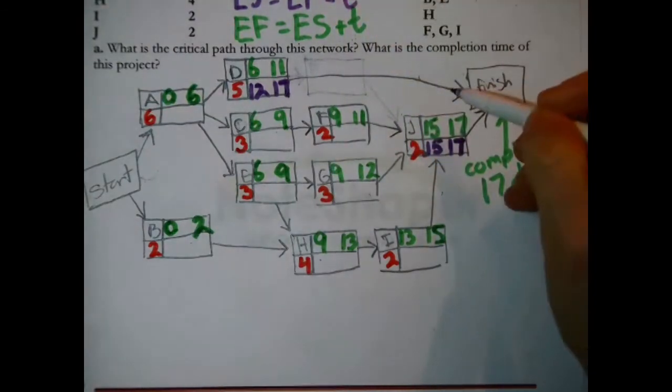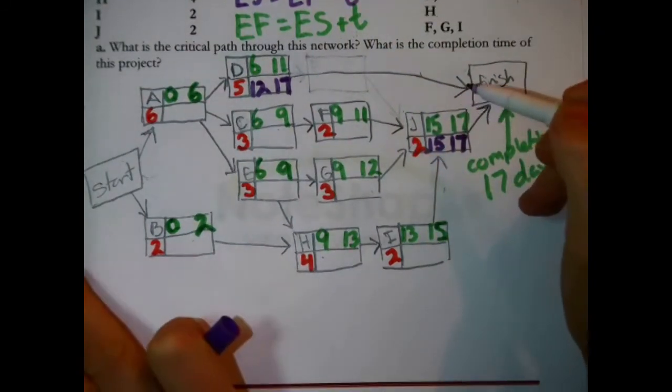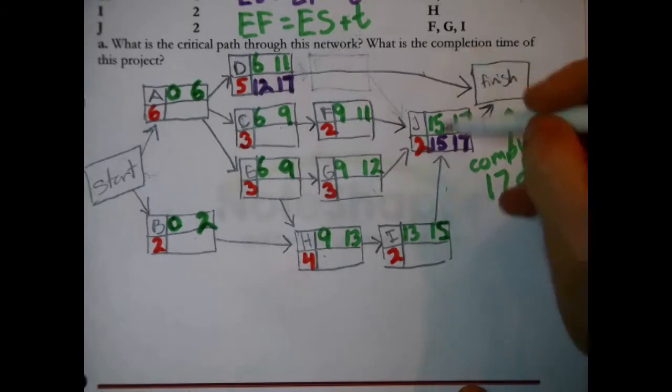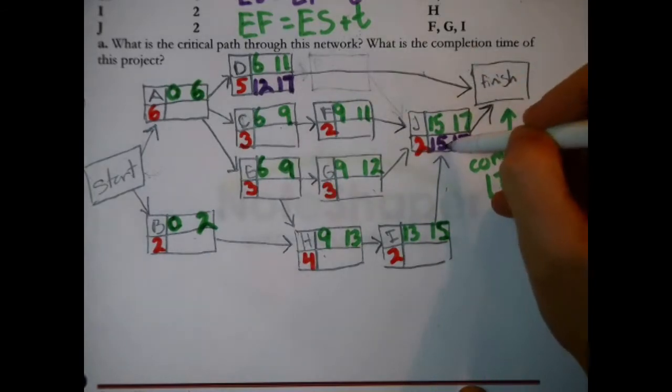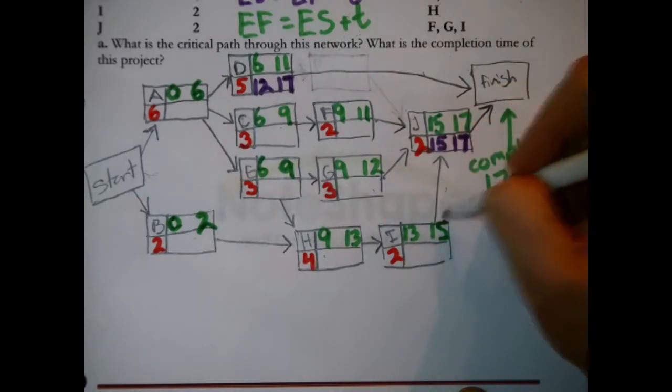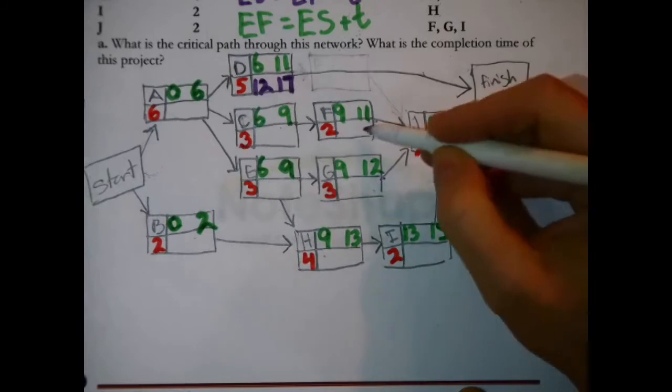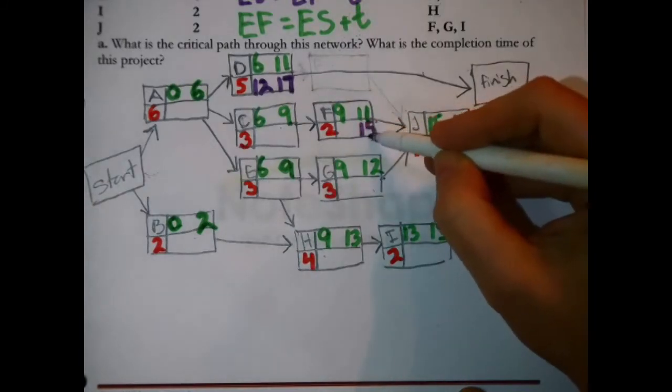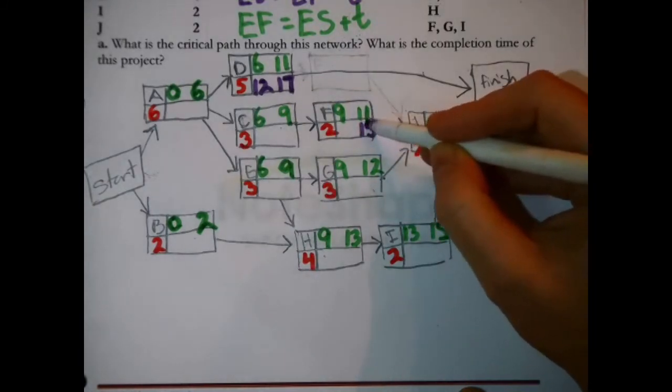All right, now let's start reasoning our way back through the network. We now know that J has to start at the latest in 15 days. J cannot start until F, G, and I finish. So take this number and pass it back. That's their new deadline. At the latest, F has to finish in 15 days.